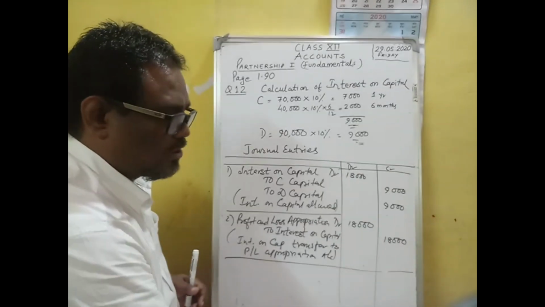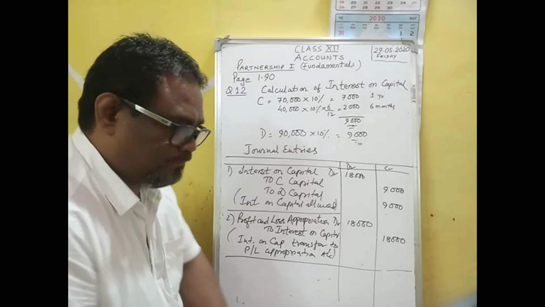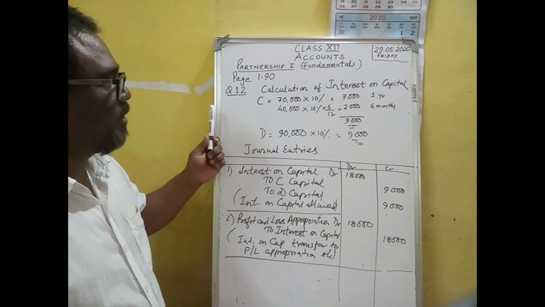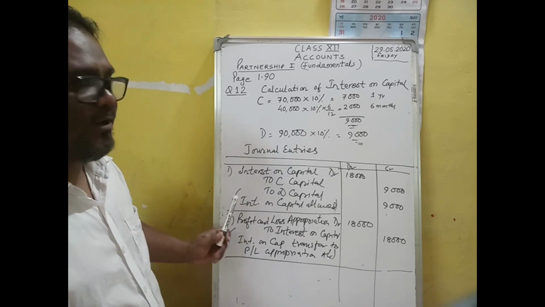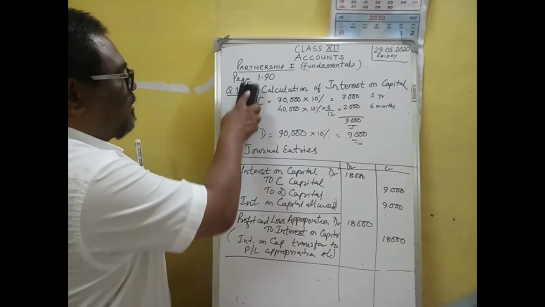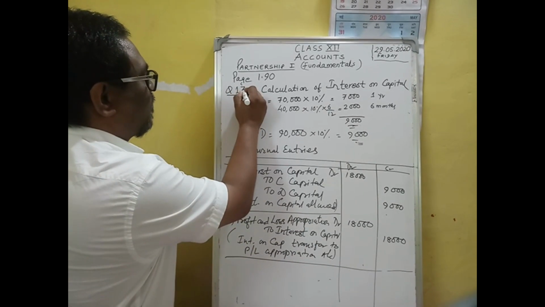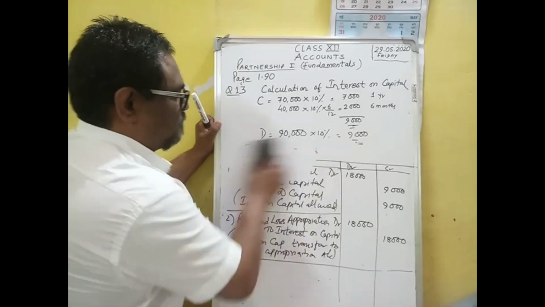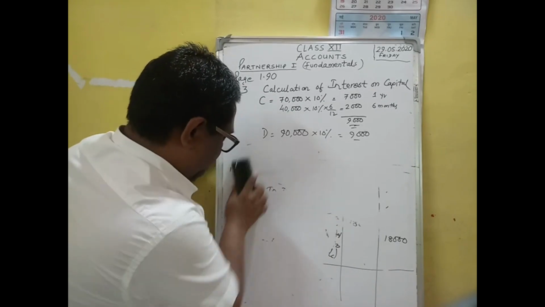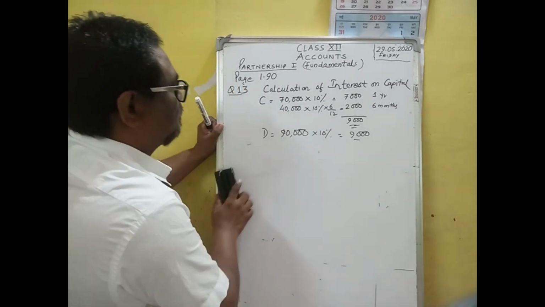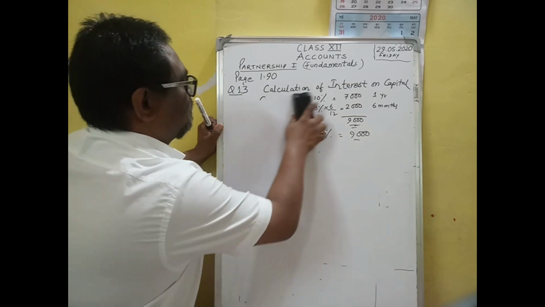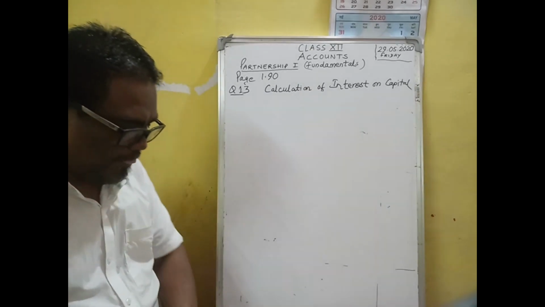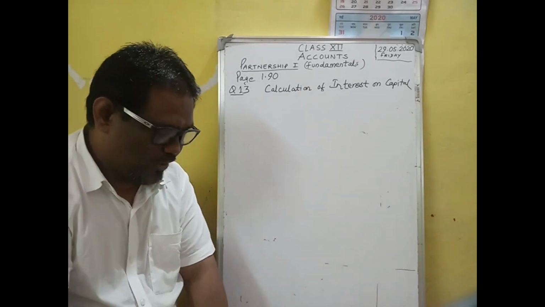Now again we will solve question number 13. I hope you have understood this question. This is a very simple question where we have to calculate the interest on capital and pass the journal entry. Same, we will solve question number 13 also now. Interest on capital here in question number 13.